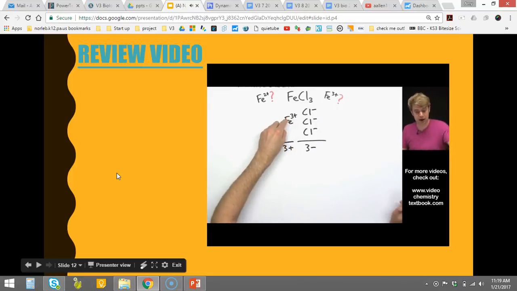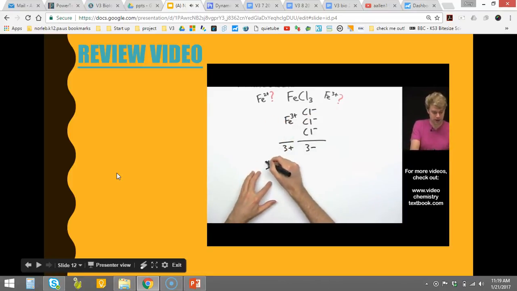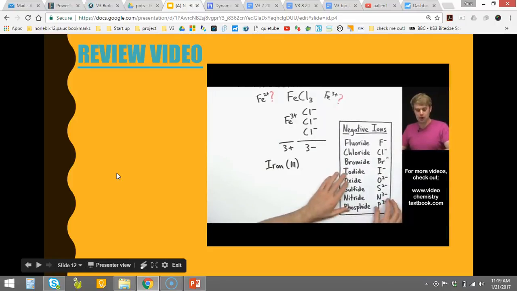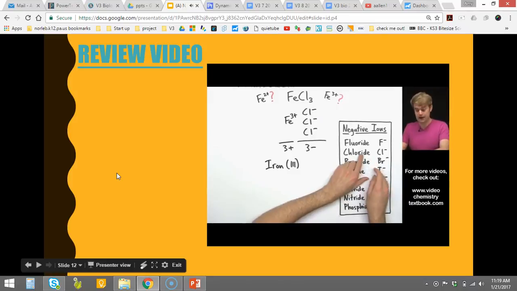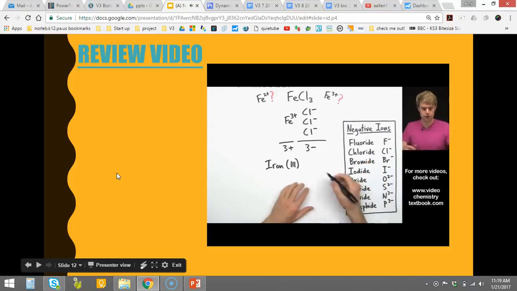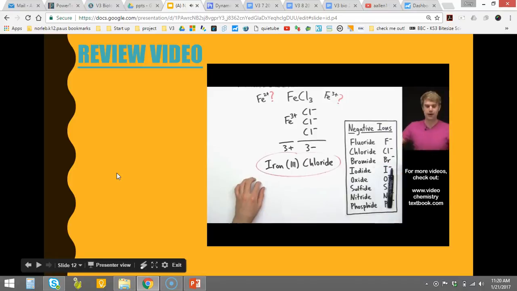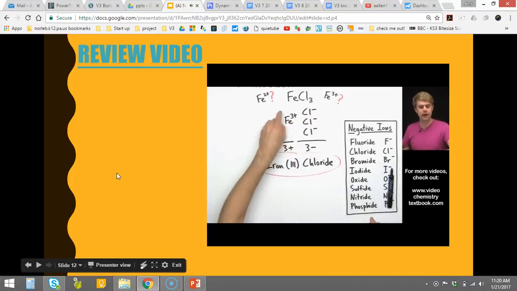And since this is iron 3+, the name for this compound is going to be iron (III). And then for Cl, when chlorine becomes a negative ion, we call it chloride. The -ide usually gets added to the name of an element when it becomes a negative ion. So chloride is what we call Cl1-. So iron (III) chloride is the name of this compound. We had to work backwards and figure out the charge of iron, and then we can call it iron (III).